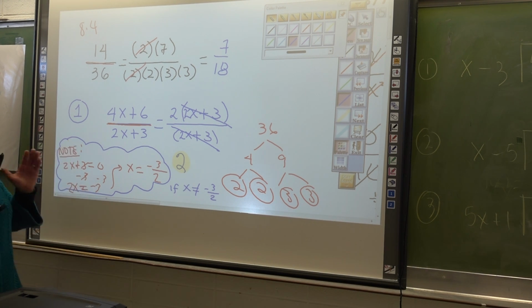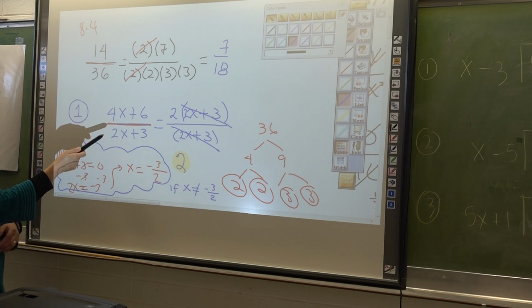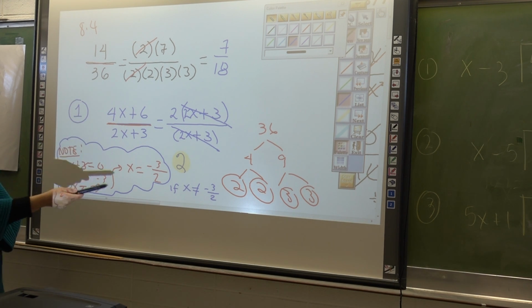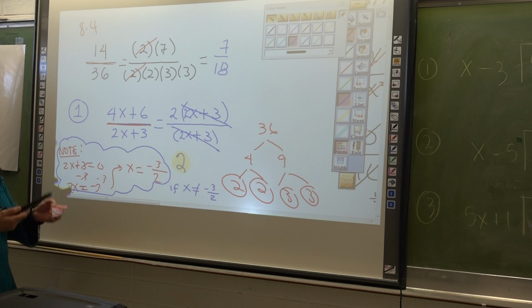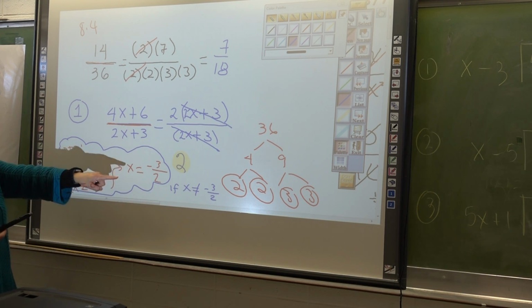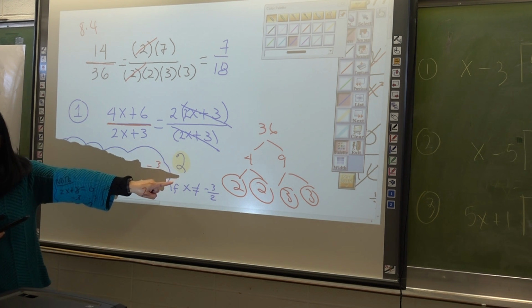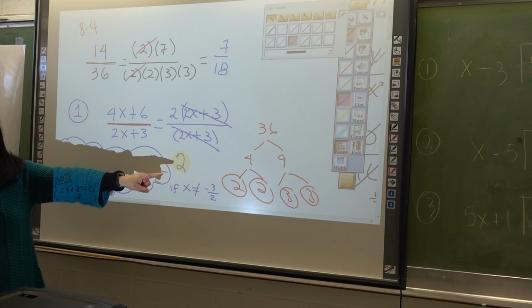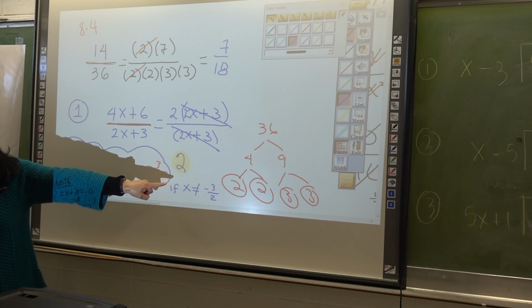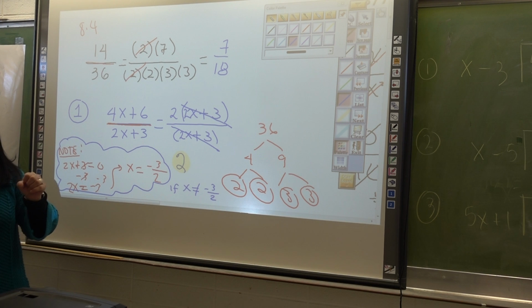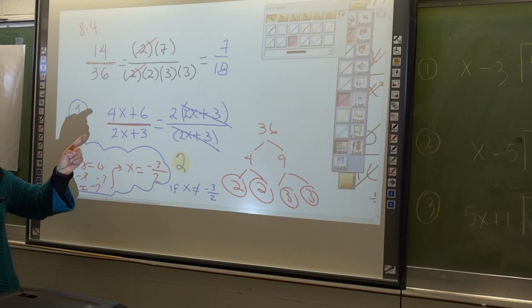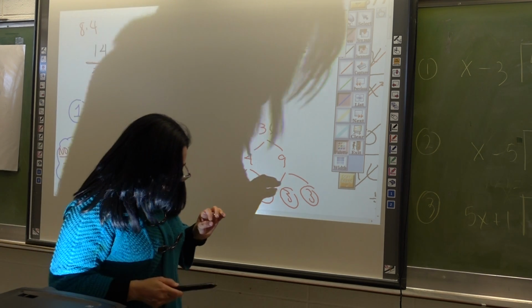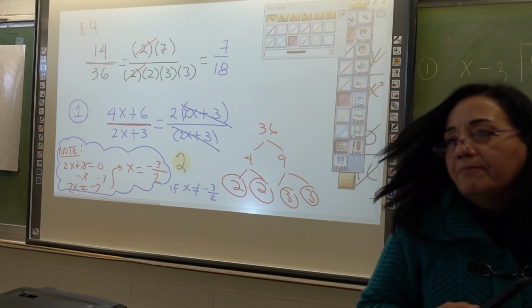That's what I'm saying. In case you graph this one, it has a hole at x equals negative 3 halves. But if you don't say anything and you just tell me the answer is 2, it's going to give you the same answer, but that one doesn't have the hole. But you have to put it there because it was there. You have to be careful with the ones that you cancel.